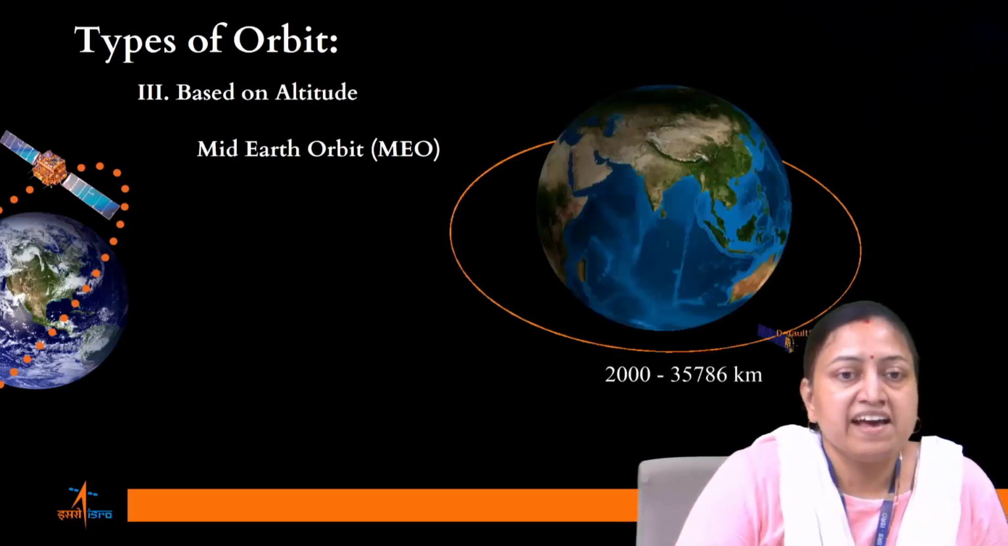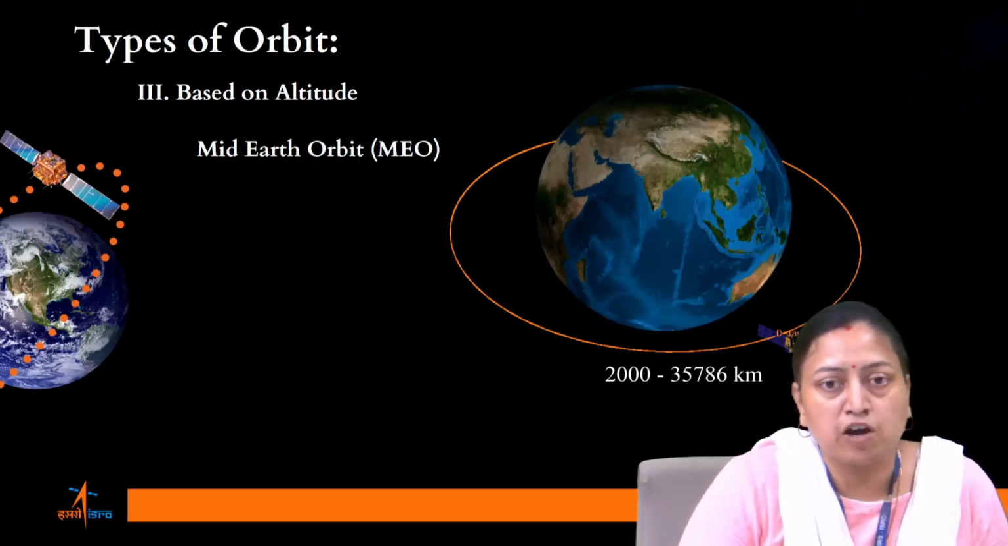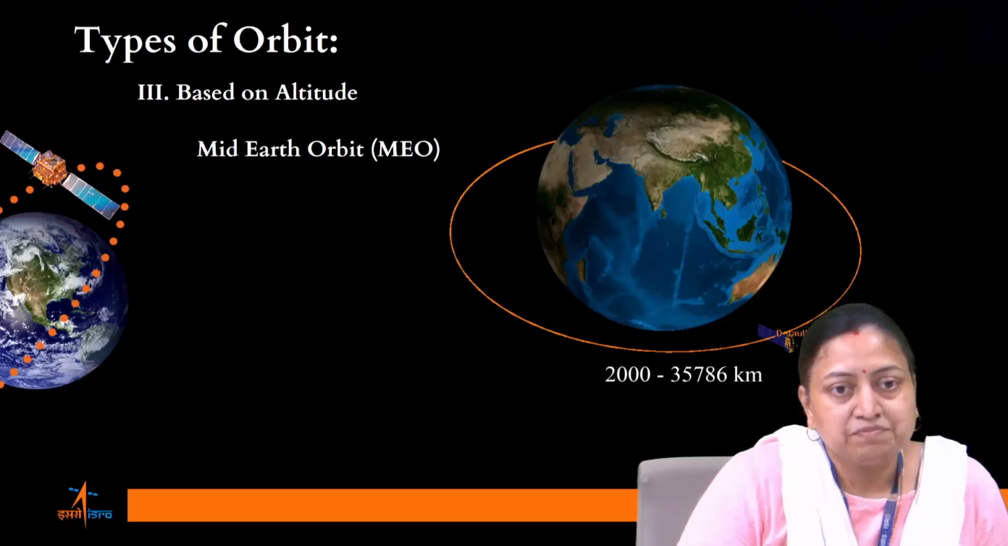Mid-Earth orbit. As previously mentioned, the satellite in mid-Earth orbit is at a height of around 2000 to 35,780 km from the Earth's surface. It can either be a circular or an elliptical orbit.